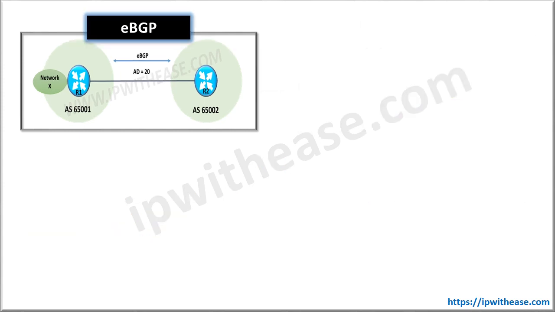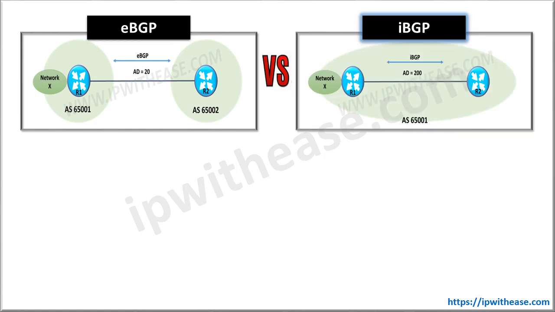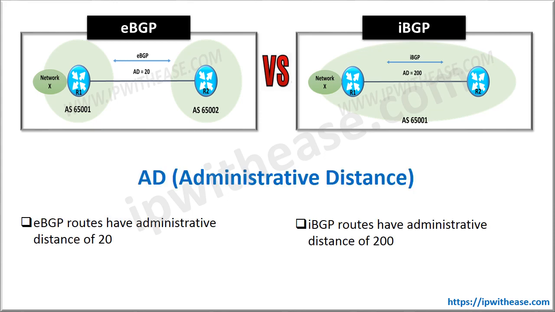In the first diagram, whatever the R1 router advertises to its eBGP neighbor R2 will have an administrative distance of 20. However, in the second diagram, R2 will apply the administrative distance of IBGP learned routes to routes advertised by R1. Therefore, eBGP routes have an administrative distance of 20 while IBGP routes have an administrative distance of 200.